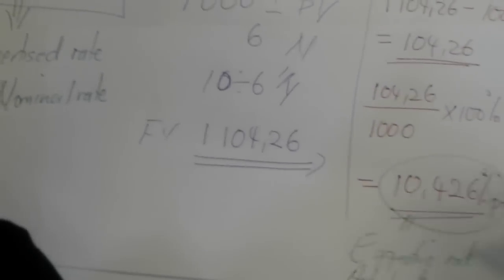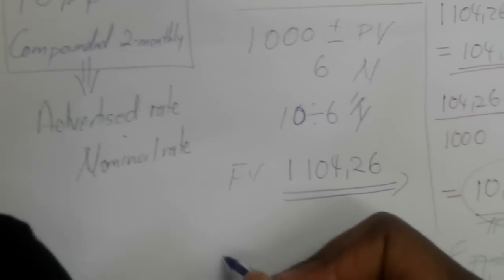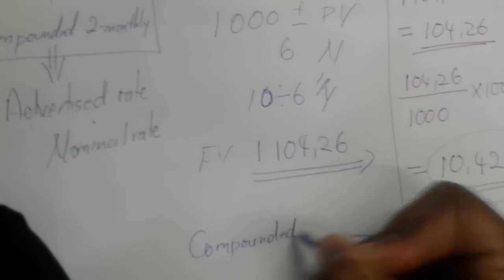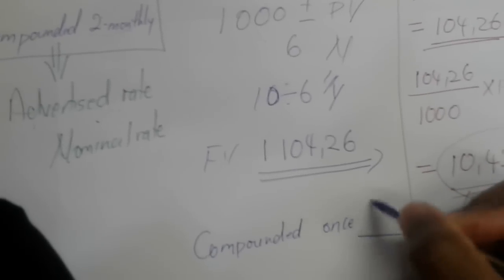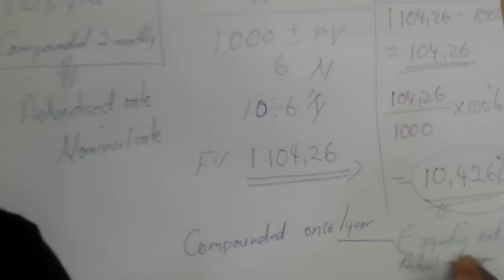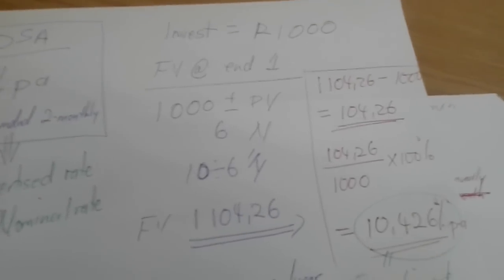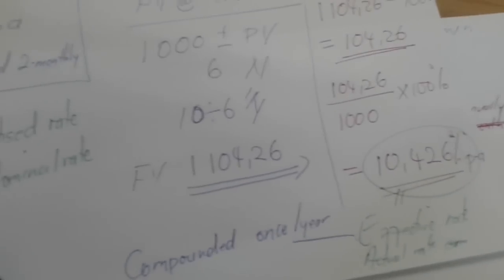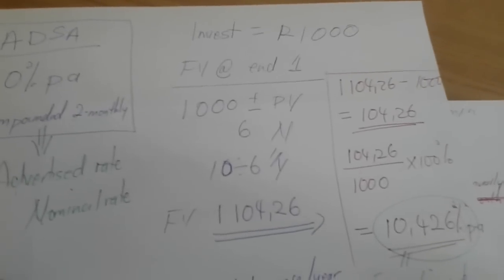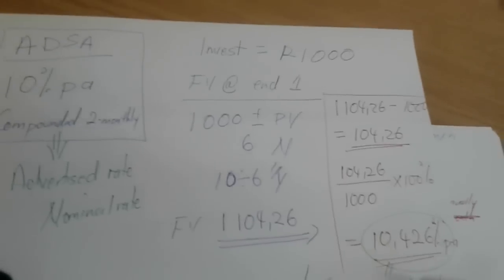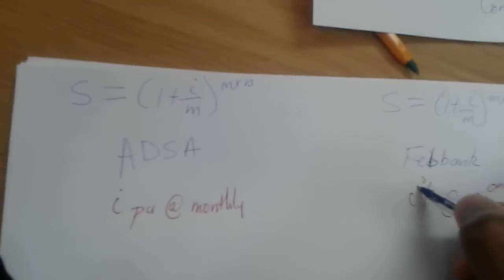Remember, an effective rate is also a rate that is compounded only once a year. So an effective rate is compounded once a year. Okay, let's not say it's a rate. Let's say an effective rate is compounded only once a year. Okay, so let's look at this scenario here.